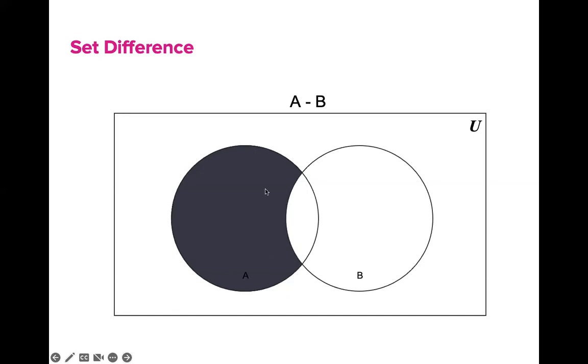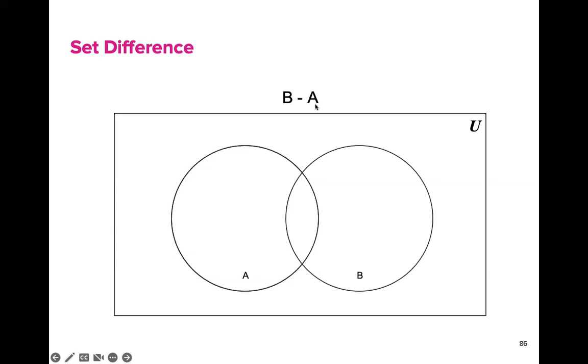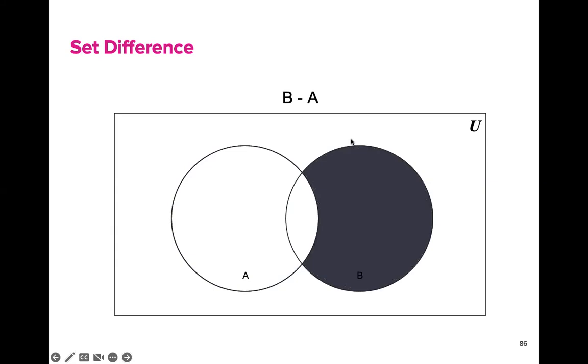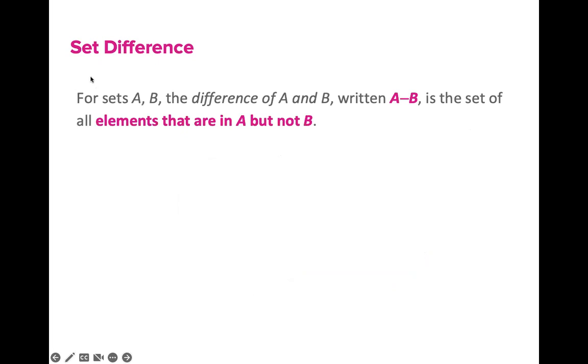So we only want those elements that are unique to A. All right, so what about for B minus A? We are essentially taking elements that are in B but not in A. Okay, so for sets A and B, the difference of A and B, written in this form, A minus B, is the set of all elements that are in A but not in B.